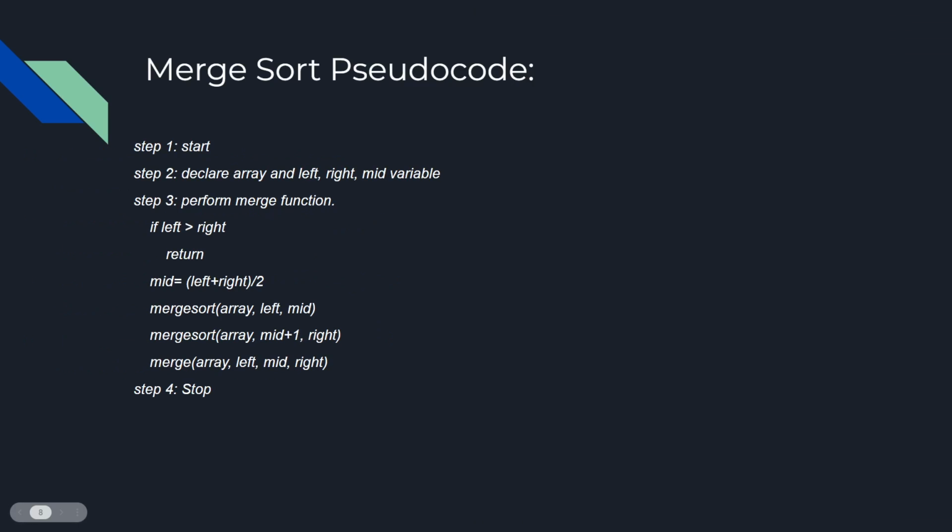The pseudocode for merge sort is to start, declare an array, left, right, and mid variable.